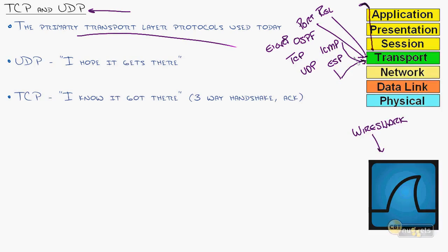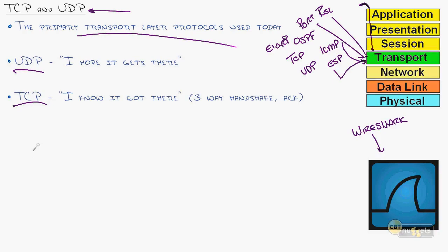But when we're talking about programs talking across the network, they primarily use one of two protocols. UDP, that's our unreliable version. It's saying, I hope it gets there. Or TCP. That's the I know it got there. That's the reliable version of this.